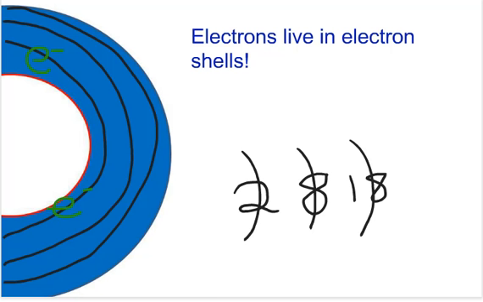In the first shell, we can only put 2 electrons. In the second shell, the max is 8, and in the last shell is 18. It goes further than that, but that's all we need to know for right now. Remember, 2, 8, 18.